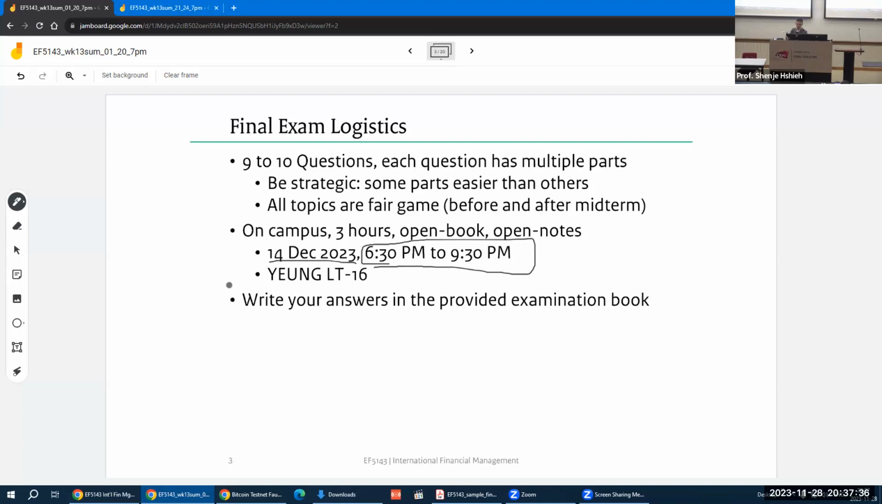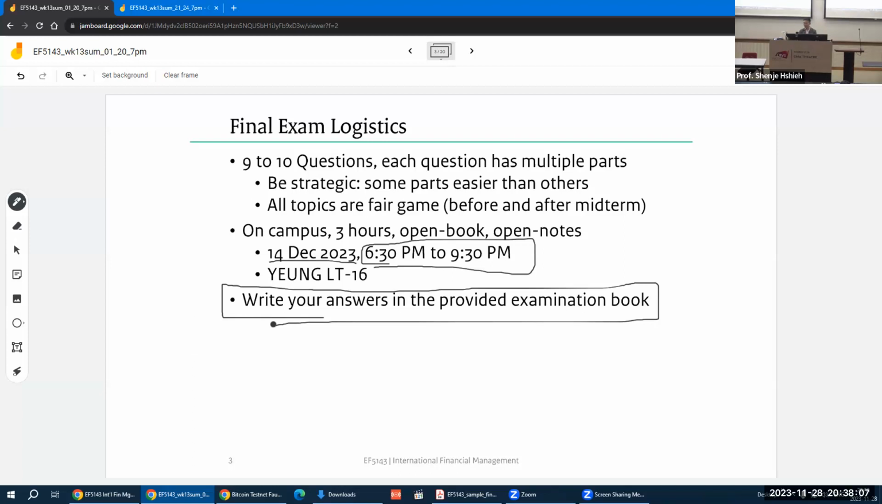A little bit different from the midterm is that you will be required to write your answers in an examination book, which is a blue book. That means you're not writing on the test exam paper, you're writing in a book. When you submit the exam back to us, you put the exam in the book and hand it to the TA to collect. That's the only difference, the format that's slightly different. So just don't be surprised.